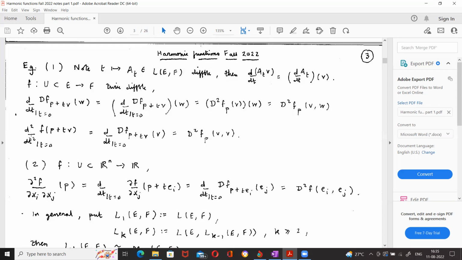Let me take the second derivative, d squared/dt squared at t equal to 0, of the curve f of p plus tv. When I differentiate once, by the chain rule, this is going to be df at the point p plus tv applied to the tangent vector to this straight line, which is just the vector v. So this will be df at p plus tv applied to v. And then I'm taking d/dt at t equal to 0. So by the previous line, this will be d squared f at p applied to (v, v).